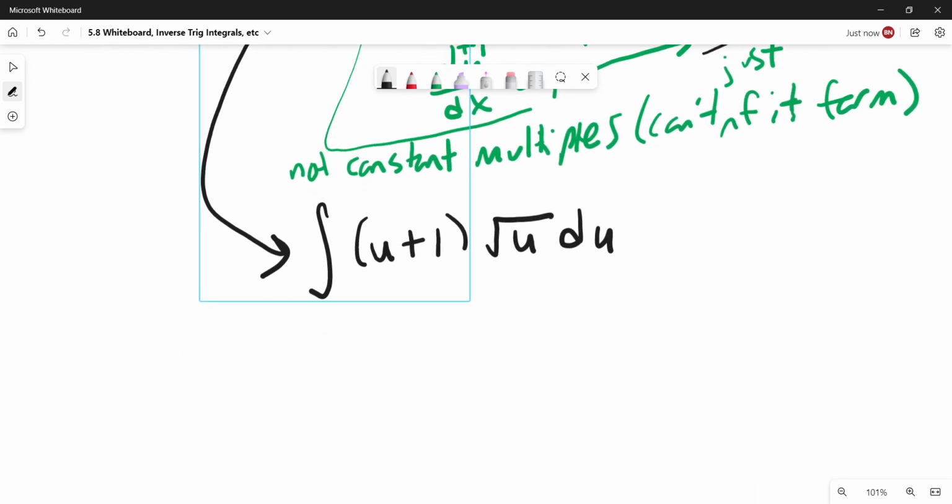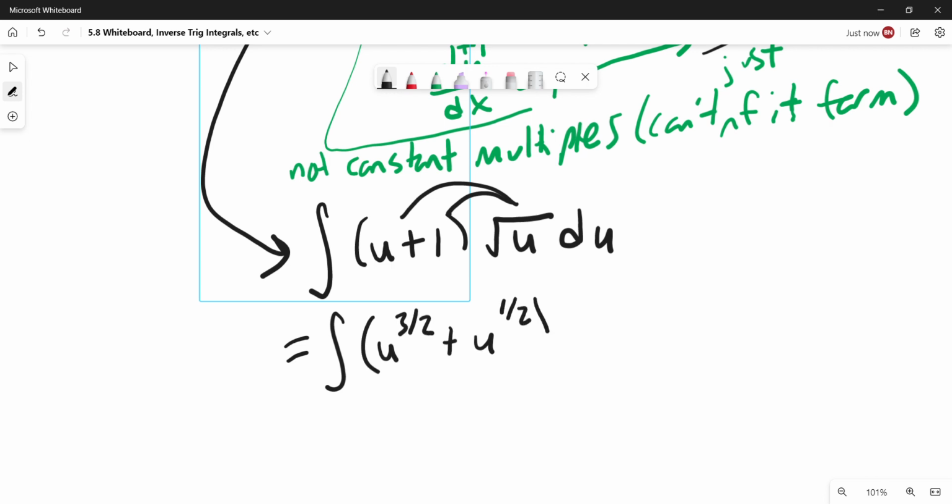Okay, so if we do that, yeah, this seems like this is going to work out. If you distribute that square root of u to the other things, right, you're going to get u to the 3/2 plus u to the 1/2 du.